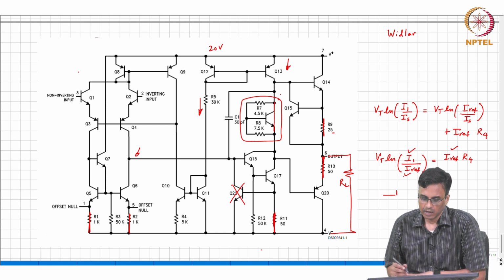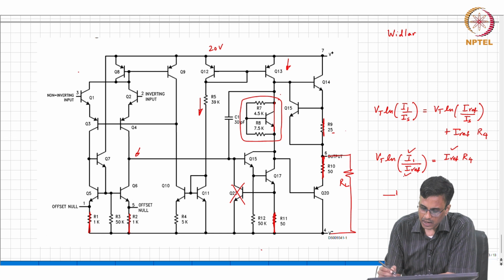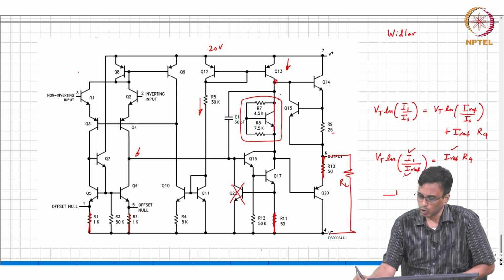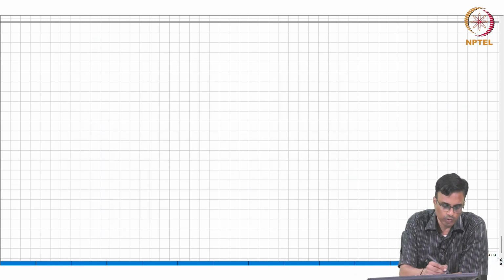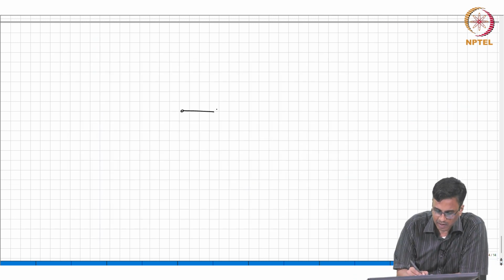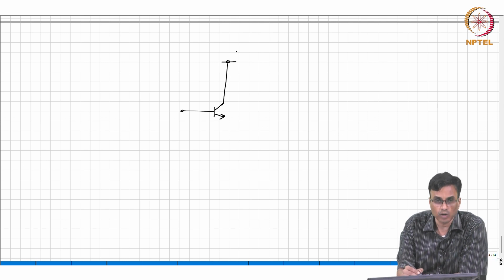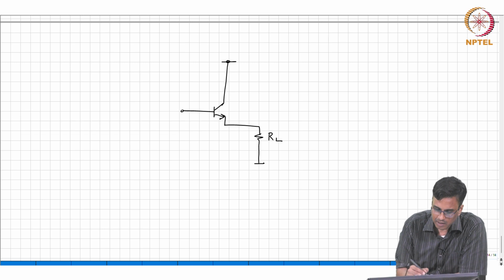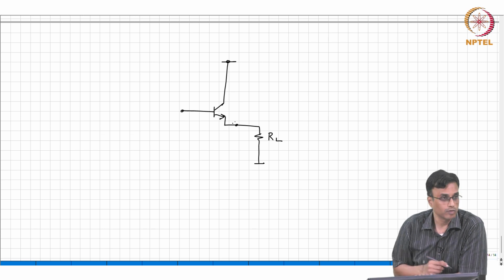So, the Q14, how does that behave? It is a common collector stage, right. As far as the output stage is concerned, what we have discussed so far is basically a common collector stage. It could be an NPN common collector or a PNP. So, now let us see what the problem is with just having a single common collector stage. Okay. So, this is the internals of the op amp.